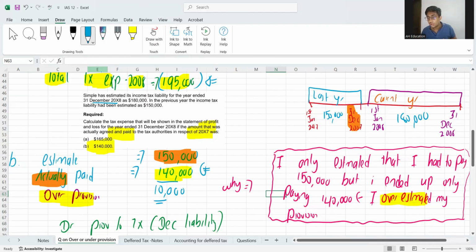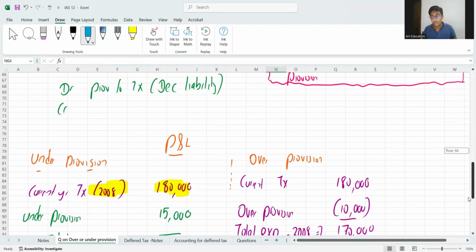Now, does it mean that you all can go and touch the locked accounts? Does it mean that you can go and touch the finalized accounts of 2007? No. That excess 10,000 expense needs to be adjusted in your current financial year, which is 2008. Okay, that is what I'm going to do here.